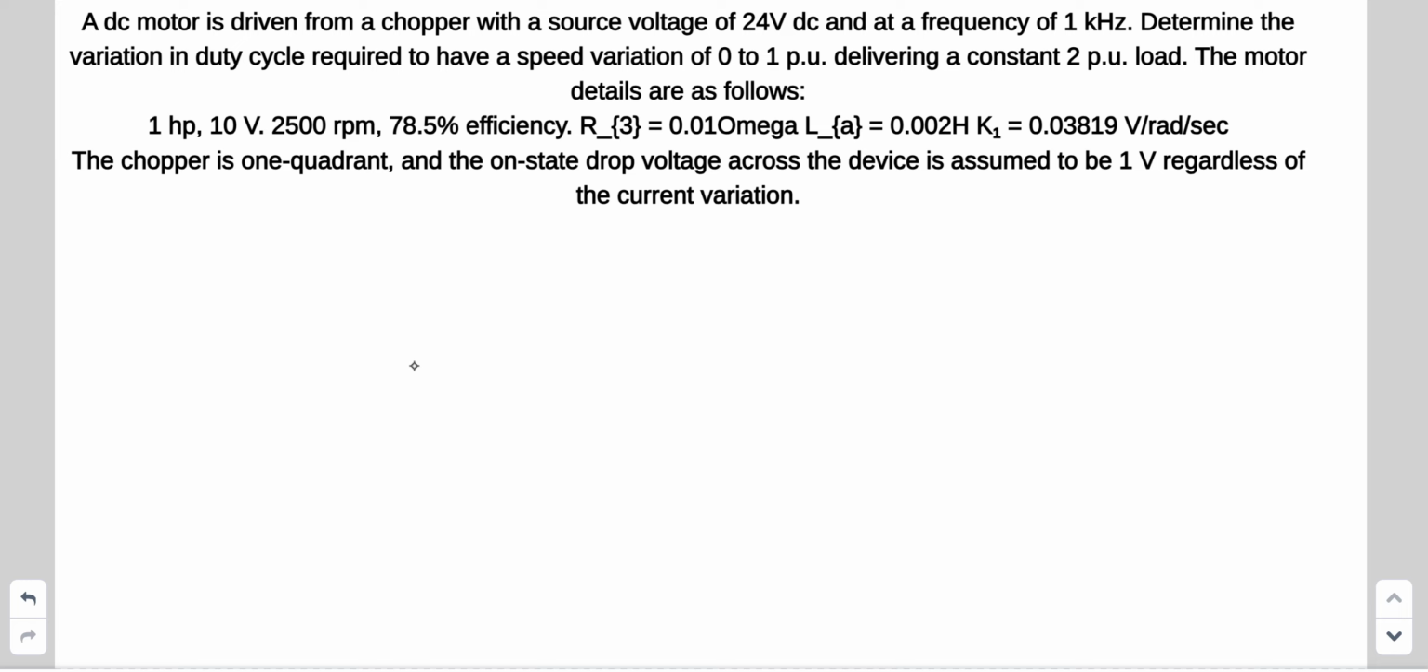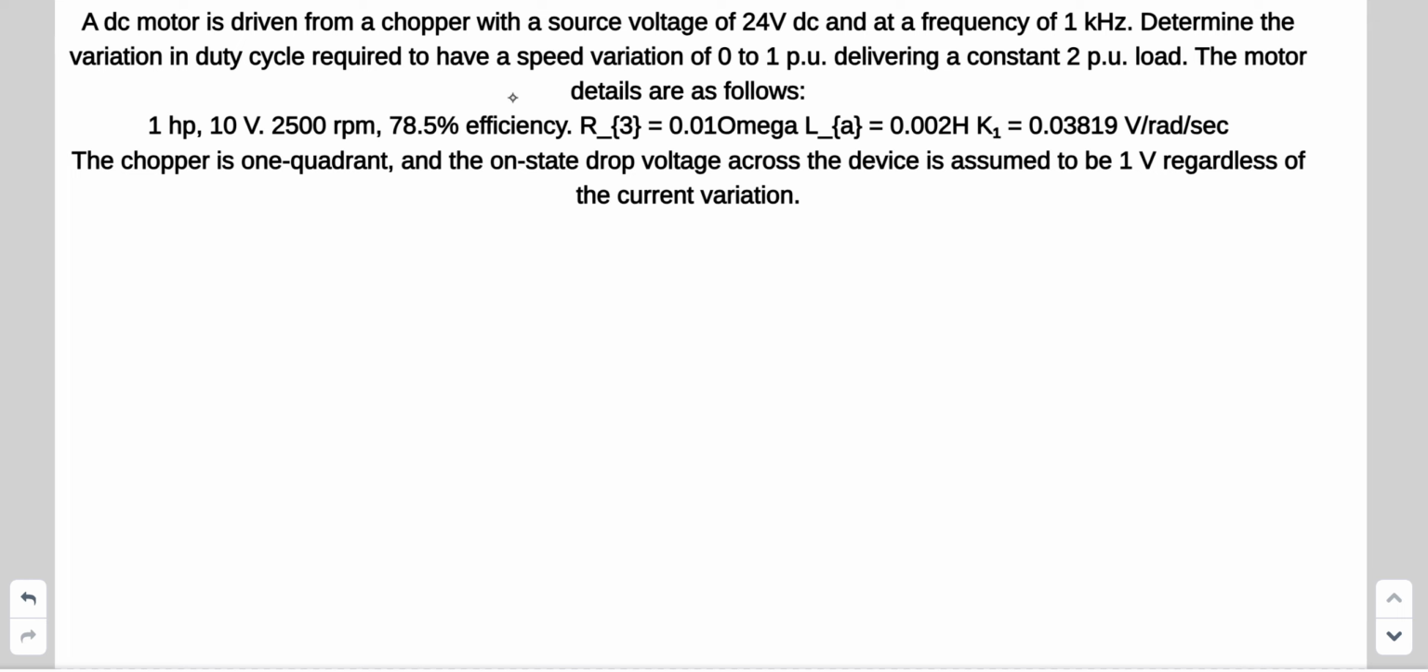Hello viewers, today we will solve a problem based on the calculation of duty cycle of a chopper driven DC motor. So our question is, a DC motor is driven from a chopper with a source voltage of 24 volt DC and a frequency of 1 kHz. Determine the variation in duty cycle required to have a speed variation of 0 to 1 per unit, delivering a constant 2 per unit load.